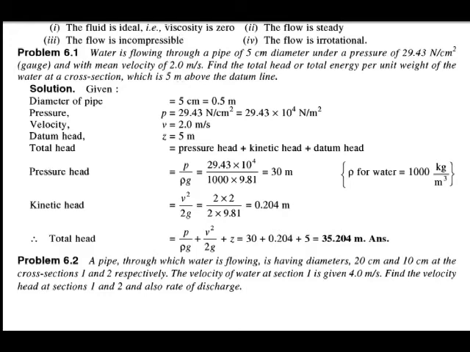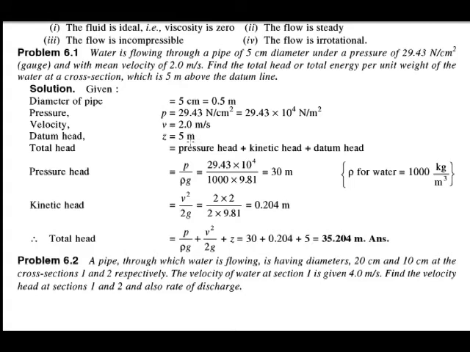So first we will convert all the terms into meter. The diameter of the pipe is 5 centimeter. Convert it into meter, which is equal to 0.05 meter. Pressure is given as 29.43 Newton per centimeter square. Convert it into Newton per meter square, which is equal to 29.43 into 10 raised to 4 Newton per meter square. Then velocity V is equal to 2 meter per second. Datum head is equal to 5 meter.